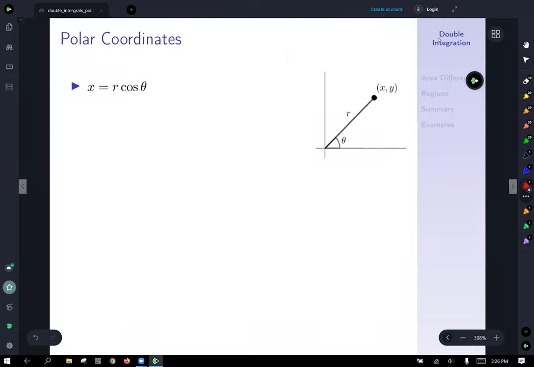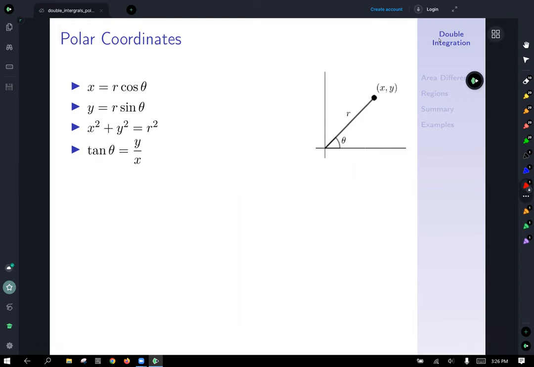So let's just review polar coordinates really quickly. The image off to the right can be used to figure out that x is equal to r cosine of theta, y is equal to r sine of theta. The relationship x squared plus y squared is equal to r squared holds from the Pythagorean theorem. And then tangent of theta is opposite over adjacent for a right triangle with angle theta, so you would have tangent of theta equal to y over x. So that's how you go between the two different coordinate systems.